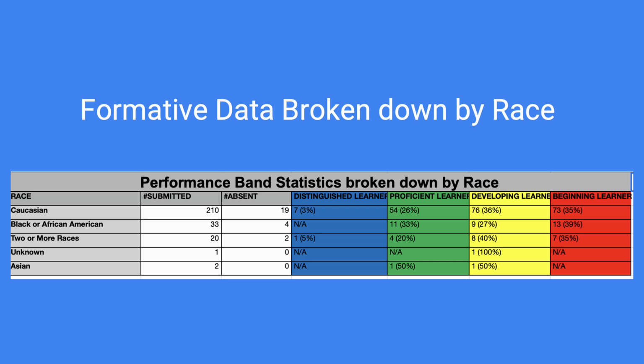And finally, I broke down this formative by race. Now, this was something that was extremely eye-opening to me and something I had not even done in my own classroom when I had American literature, or even as I teach dual enrollment now. We had no African Americans in our distinguished learner category. And also, if you stay on that same line and look, they also lead the pack with beginning learners by percentage. There's 39%.